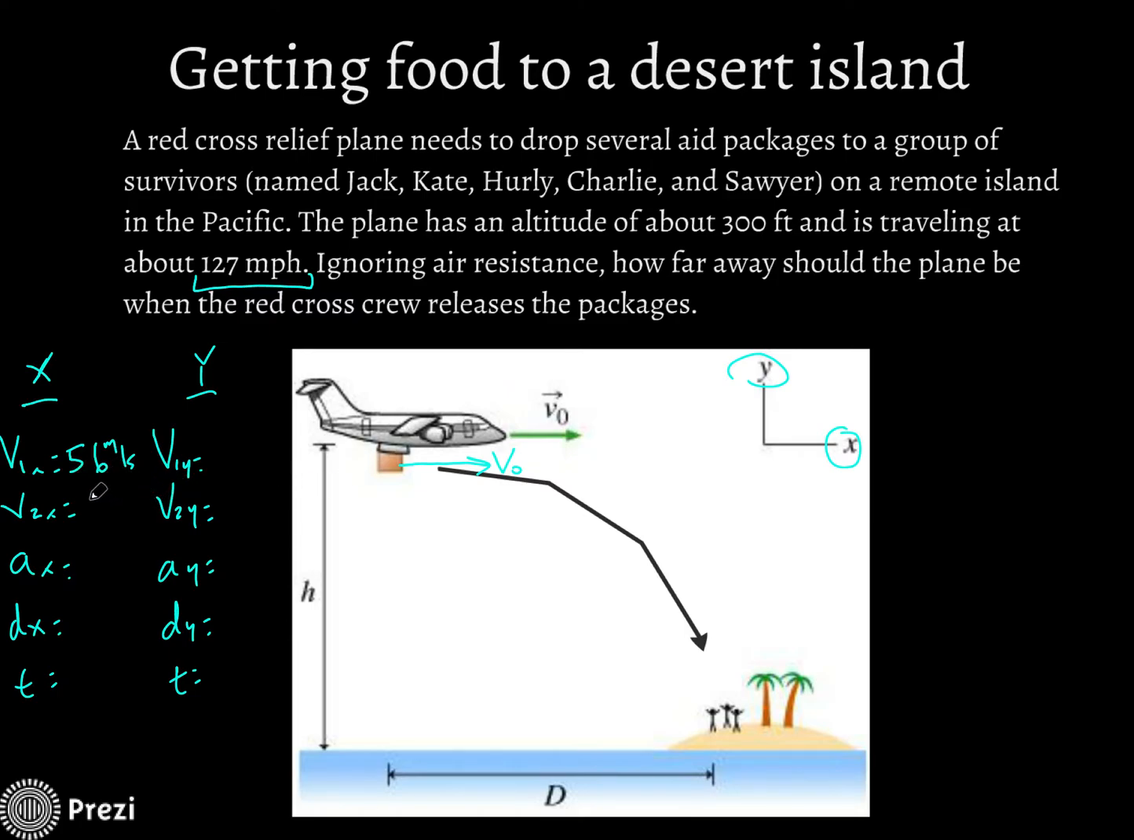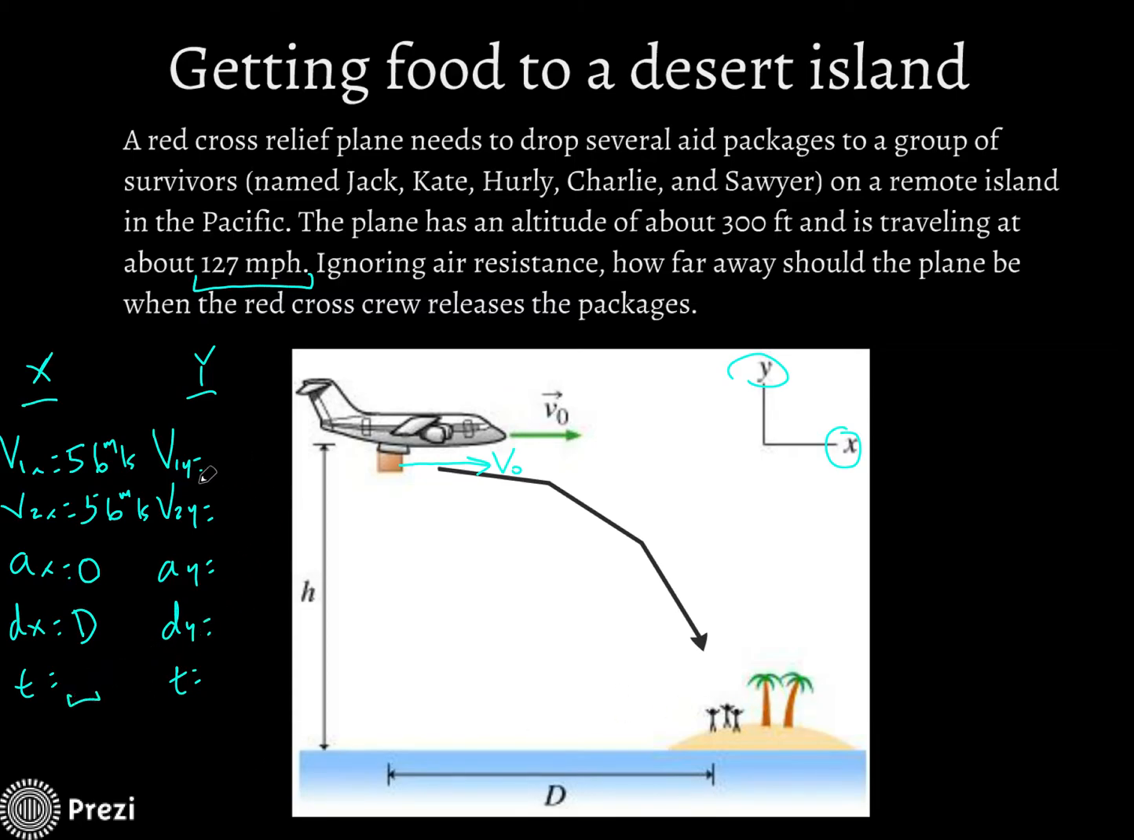Now, we remember that there's no forces, especially if there's no air resistance, there's no forces in the x direction, so the acceleration in x has to be 0, which means the final velocity in x is also 0, right? Okay, cool. Now, the distance in x, this d here, this is exactly what we're trying to solve for, right? When do we release the package so that it lands safely on the island, okay? And time, we don't know yet.